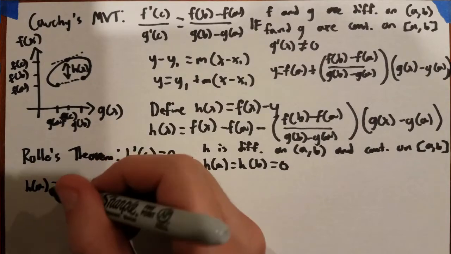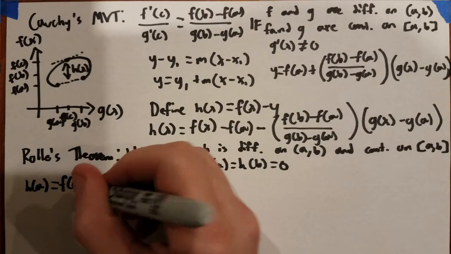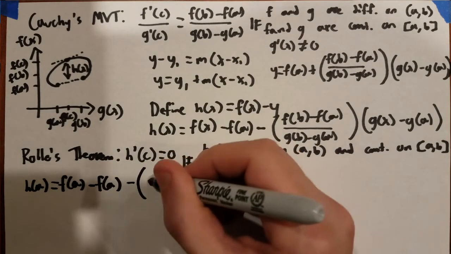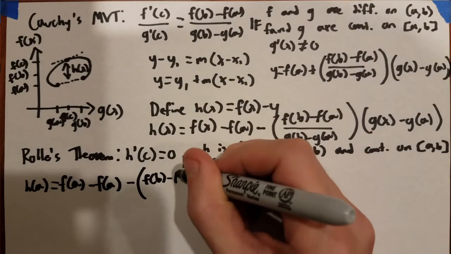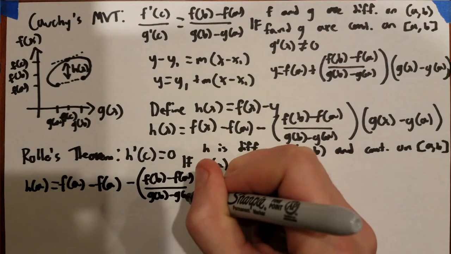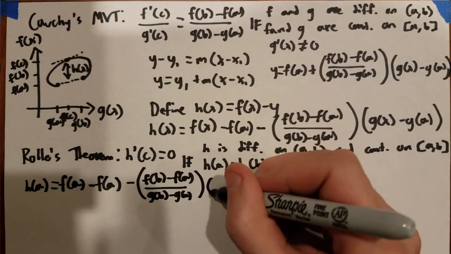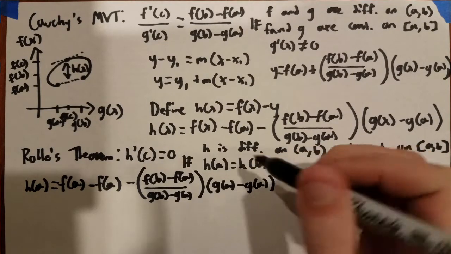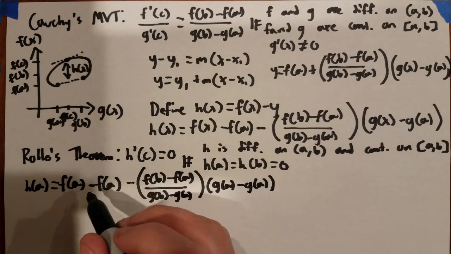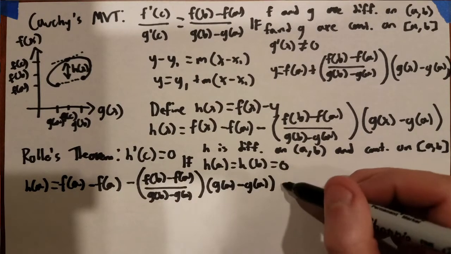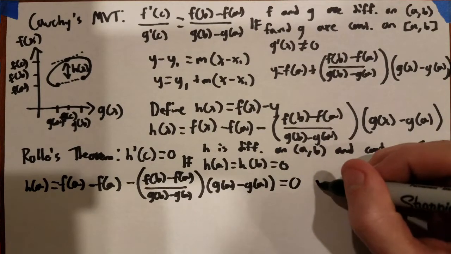All we have to do is plug in a for x in our function h of x. So we're going to get h of a equals f of a minus f of b minus f of a over g of b minus g of a times g of a minus g of a. You can see here, it's pretty simple. These two f of a's are going to subtract to be 0, and these two g of a's are going to subtract, so we got 0 minus 0 times the slope right here. So this is all going to be equal to 0. So our first endpoint, h of a, is good.